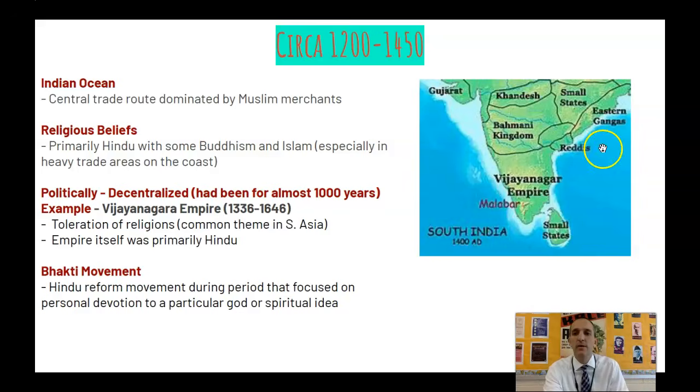This empire is really tolerant of religions, which is really a common theme in South Asia of religious toleration. Also, there's the Bhakti movement, which is a Hindu reform movement. So there's a lot of reform of religions going on towards the end of this time period. And this is a Hindu reform movement that instead of going to religious leaders to learn about how to achieve salvation, how to achieve enlightenment, this is more about devotion to a particular god or spiritual idea.